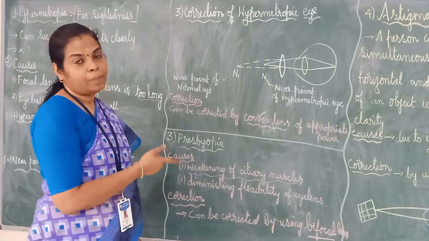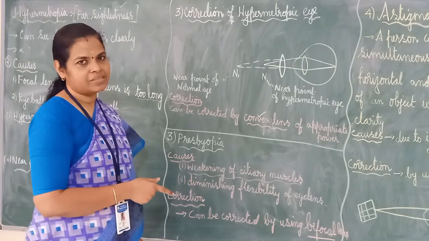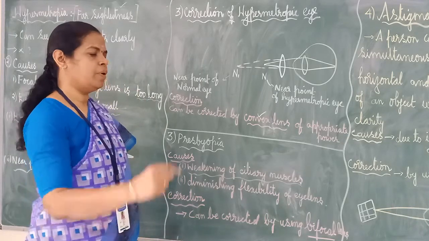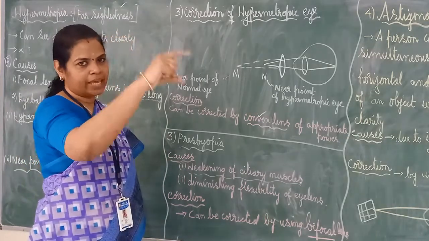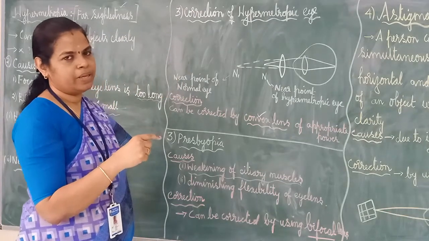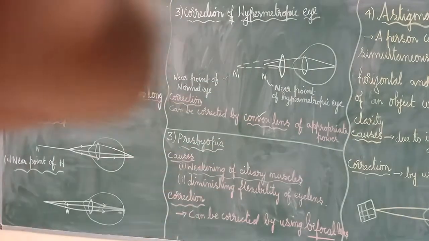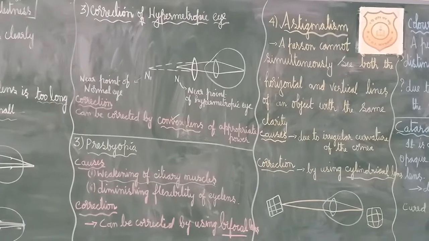What is that? Bifocal. It means that both the lenses will be in the same space. So above it will be concave and below it will be convex. Okay. And the next one we are studying is astigmatism. What do you mean by astigmatism?